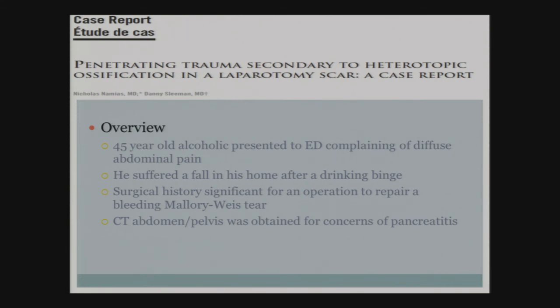So this first case report was published in 1997 out of Miami, titled Penetrating Trauma Secondary to Heterotopic Ossification in a Laparotomy Scar. Their patient was a 45-year-old alcoholic who presented to the ED complaining of abdominal pain. He had suffered a fall in his home after a drinking binge. He had a significant past surgical history for an operation for repair of a bleeding Mallory-Weiss tear. He had a CT abdomen pelvis at that time for concerns of pancreatitis due to his alcohol history.